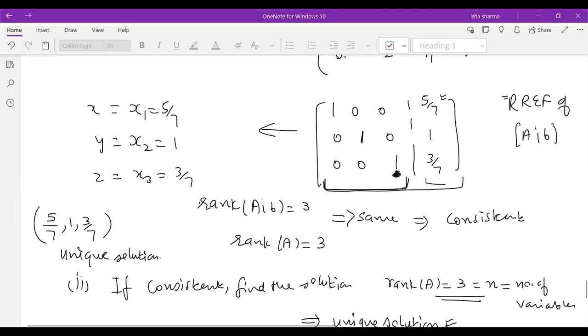Okay, so that's all for today. We'll do more examples for both the cases, homogeneous as well as non-homogeneous, and then your doubts will be clear.